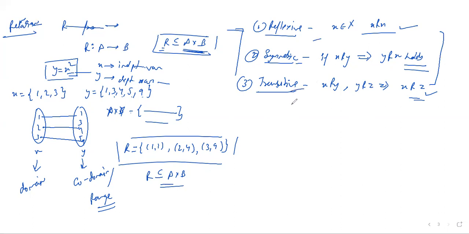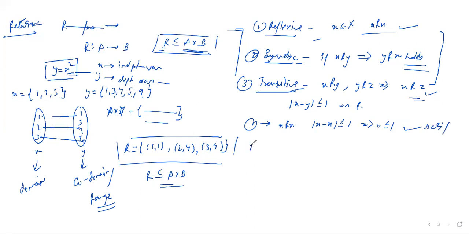Let's understand this with the relationship that mod of x minus y is less than or equal to 1 on R. Now I want to know whether this relation is symmetric, transitive, or reflexive. Let's first check reflexivity. For reflexivity, I need that x is related to x. Mod of x minus x is less than or equal to 1, which is 0 is less than or equal to 1. Yes, it is reflexive. It is satisfying the criteria.